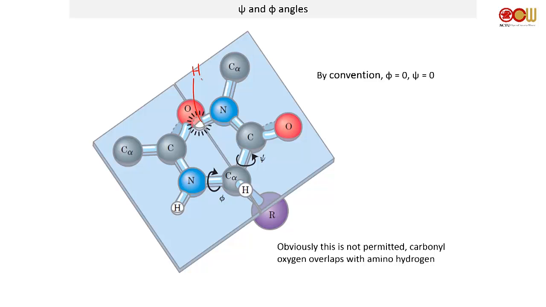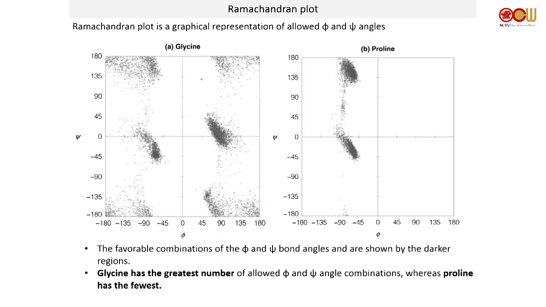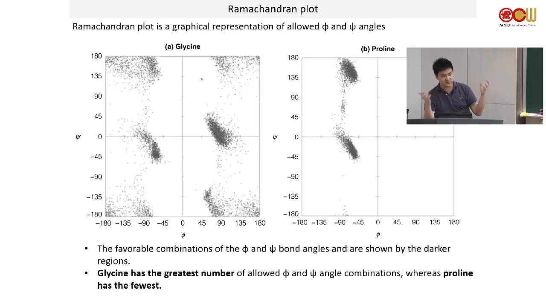Why is it not allowed? Because obviously your amino hydrogen is hitting the carbonyl oxygen. So having these angles is really useful for us when we're talking about secondary structures. Why? Because if you go out and grab a bunch of different proteins and protein structures and look at the allowed phi and psi, you can see how they cluster at particular angle combinations.